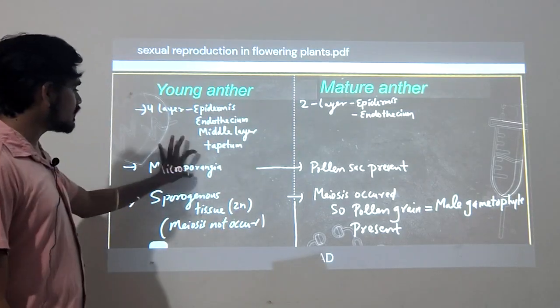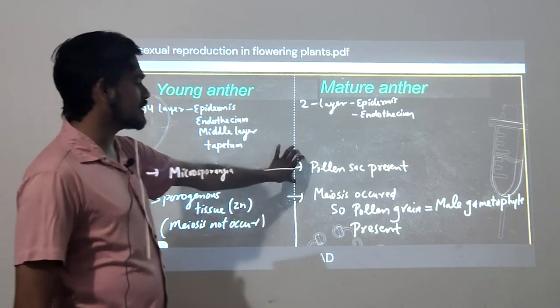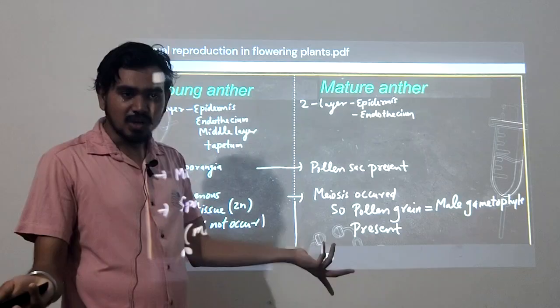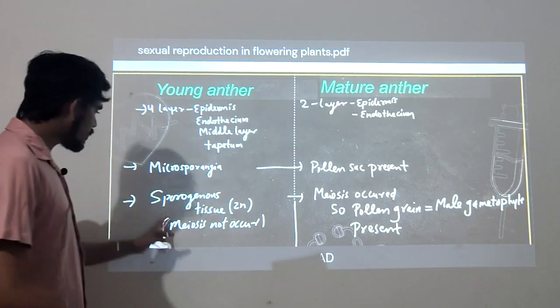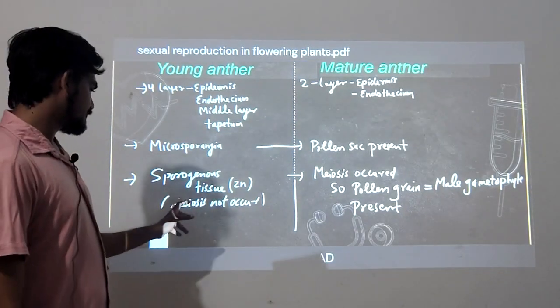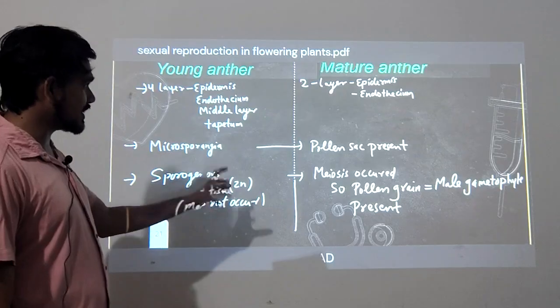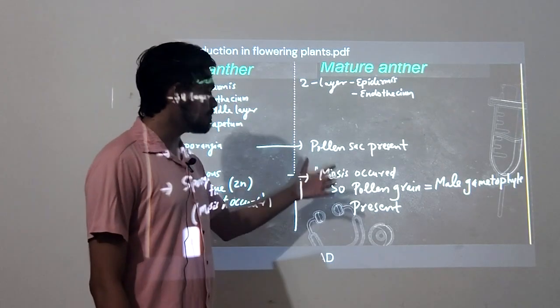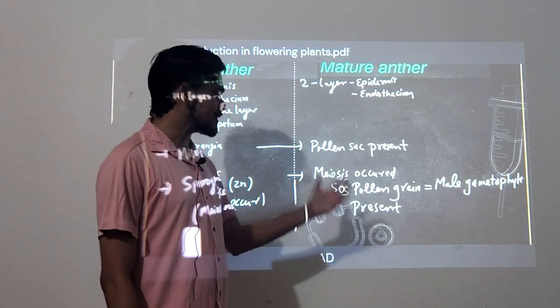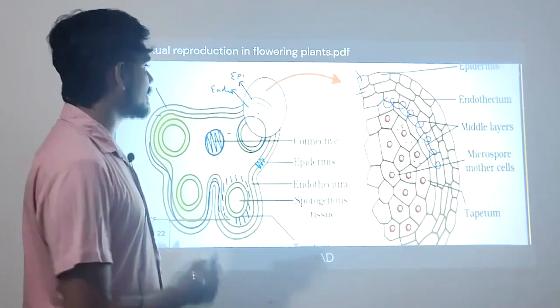In the young anther we find microsporangia, but in the mature anther the microsporangia are converted into pollen sacs. After that, the sporogenous tissue, that is diploid, in which meiosis has not occurred, undergoes meiosis in the mature anther, and it is converted into the pollen grain, that is the male gametophyte.